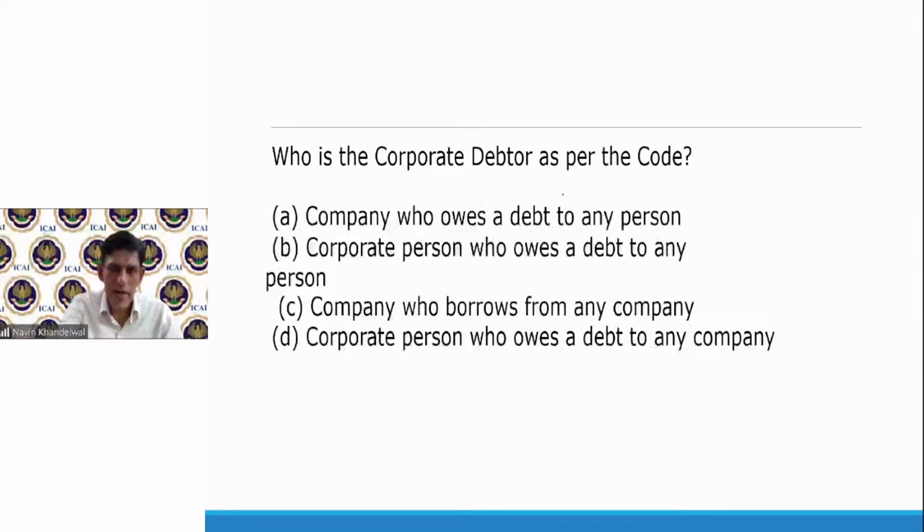So who is the corporate debtor as per the code? The corporate debtor as per the code is a corporate person who owes a debt to any person.